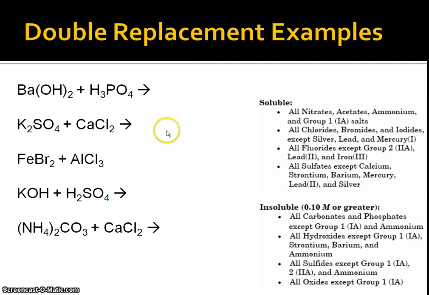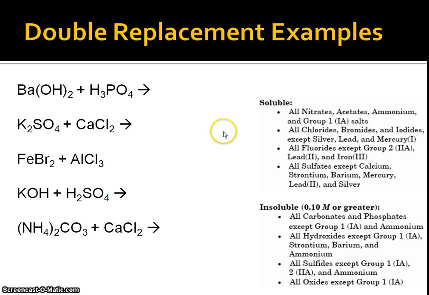So what you're going to do is look at the second half of each of your compounds. So for the KCl, the second half is the Cl. And that means it's a chloride. So if you look over here at our list, the second bullet says all chlorides are soluble except silver, lead, and mercury. So see if your chlorine is bonded to silver, lead, or mercury, which it's not. It's bonded to potassium. So it stays here in this group, and it is aqueous, which is what soluble means. So next to it, you're going to put AQ in parentheses.